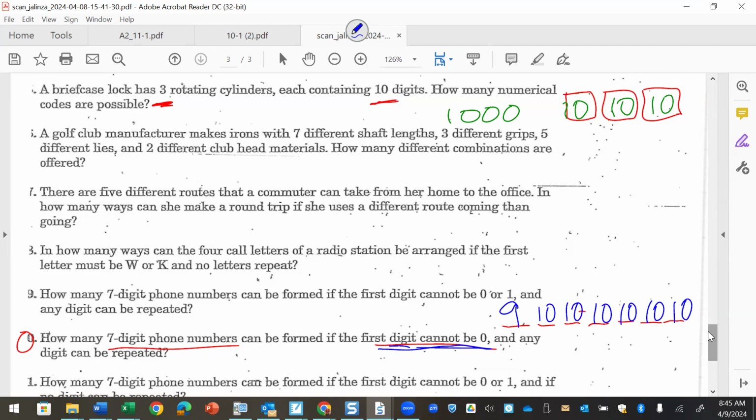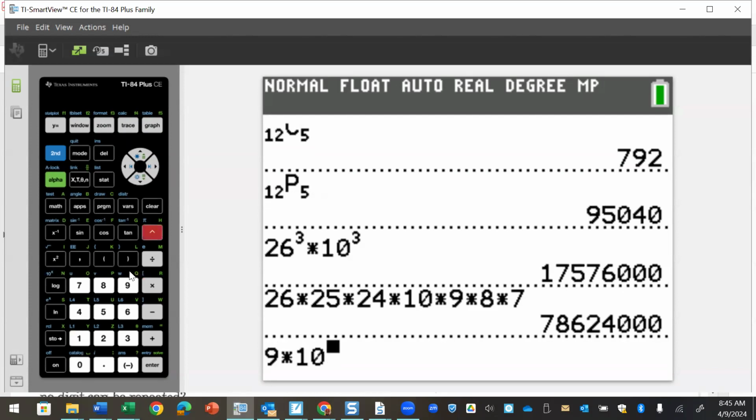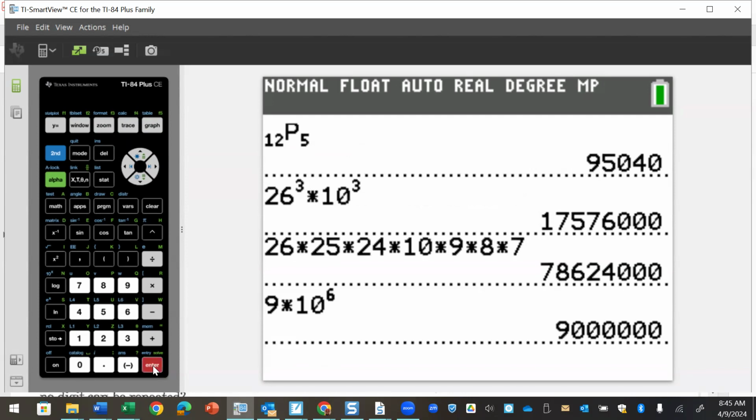And how are you typing that in the calculator? You could just say 9 times 10 times 10 times. But what is this? 10 to what power? How many are there? 6, right? So you could say 9 times 10 to the 6th and be done with it. So it should be 9 with a bunch of zeros after it, 6 of them, right? Perfect.